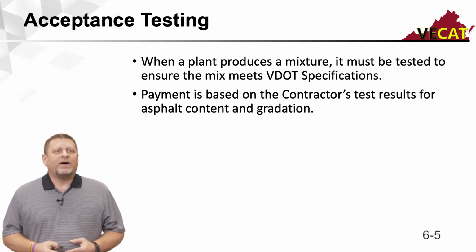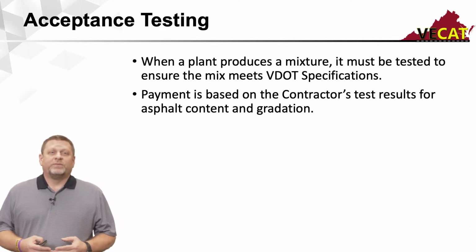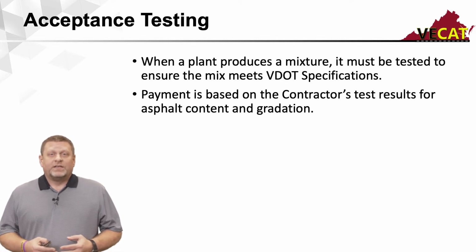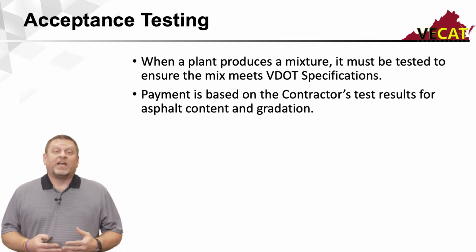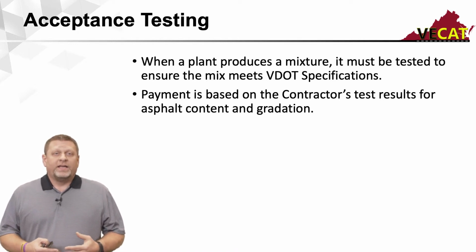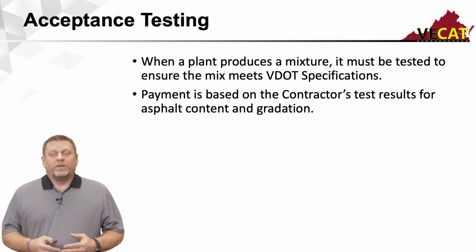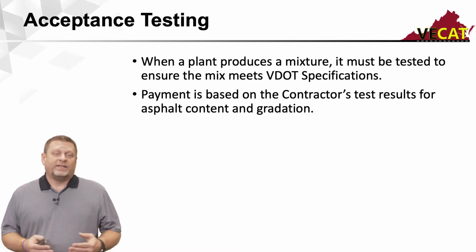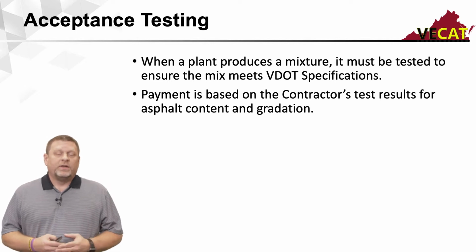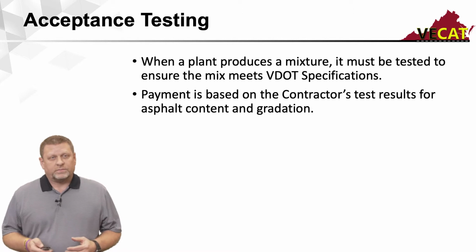One thing I do want to point out for acceptance testing: when a plant produces a mixture, it must be tested to ensure the mix meets VDOT specifications. Basically, the asphalt content and gradation that the contractor tests are what is used to determine payment for this particular mix. When VDOT does the same corresponding test, their data is used to correlate that the contractor's data is reasonable and looks correct. But payment is based on the contractor's test results.